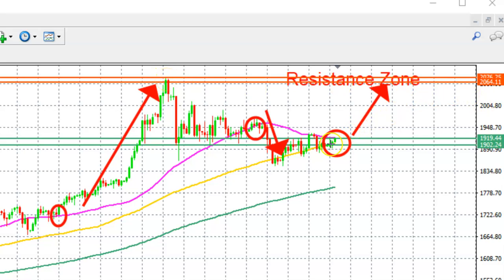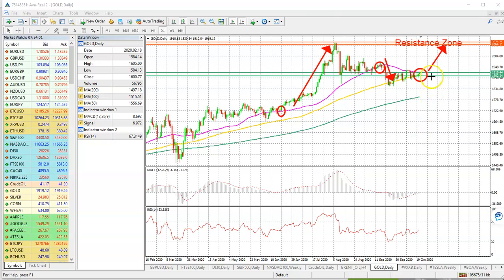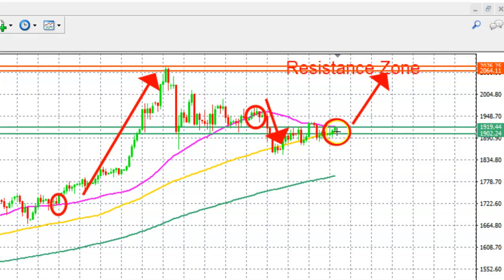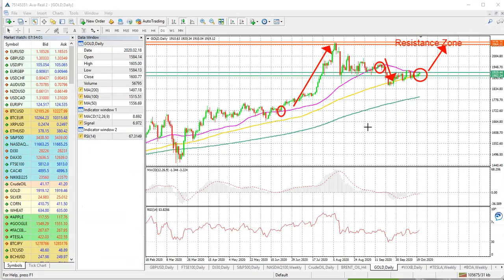So the hope is that if price does break to the upside, we will continue our journey to the upside. And by the way, this is where our support zone currently is as well, which is at 1902 to 1919. So the price is kind of coming out of our buy zone, and it just needed one more confirmation, which is your 50-day moving average. If it breaks above that, then we will have the confirmation that the price is going to continue its journey to the upside.